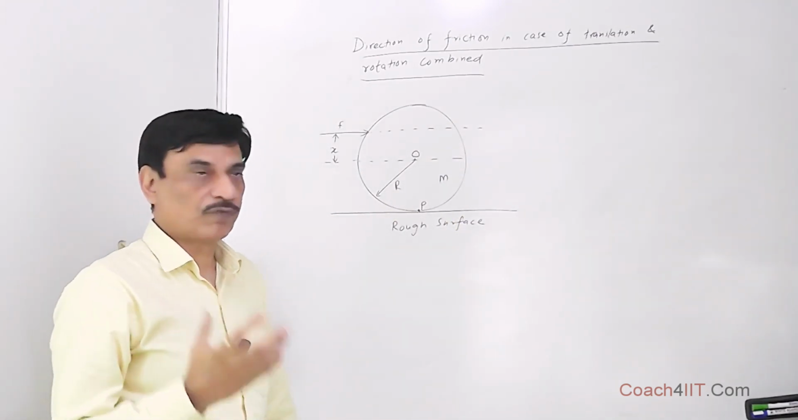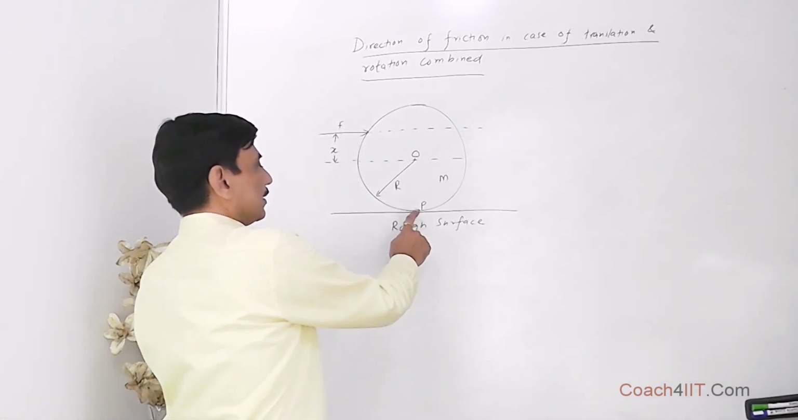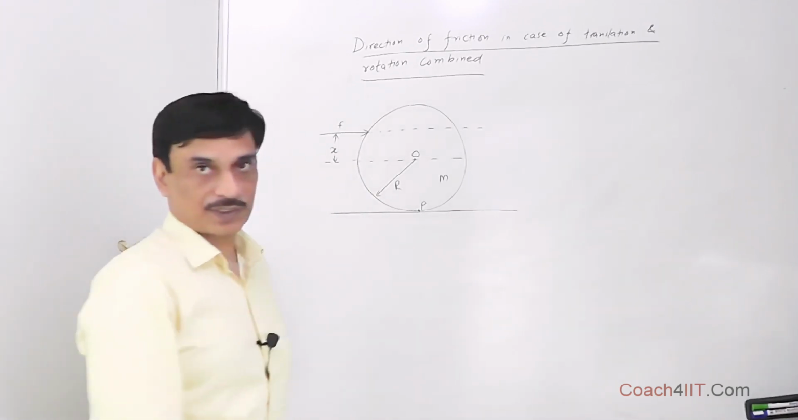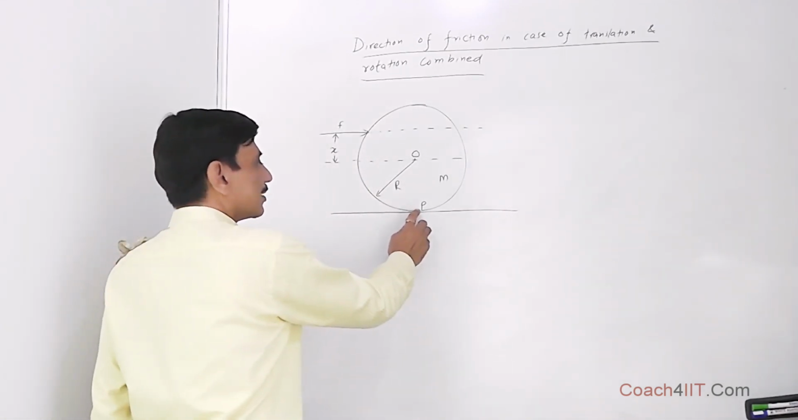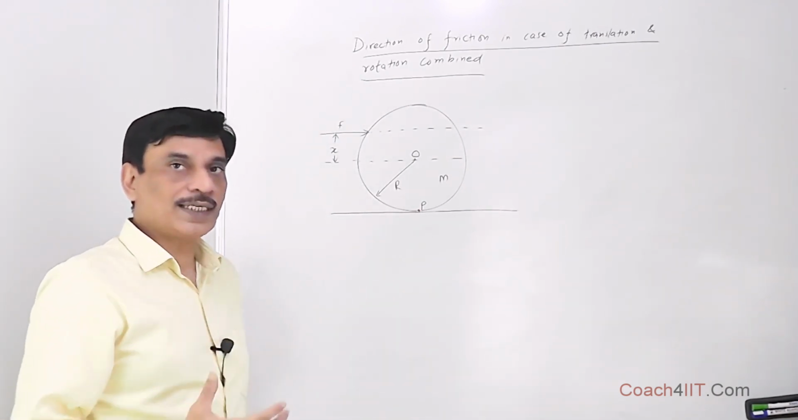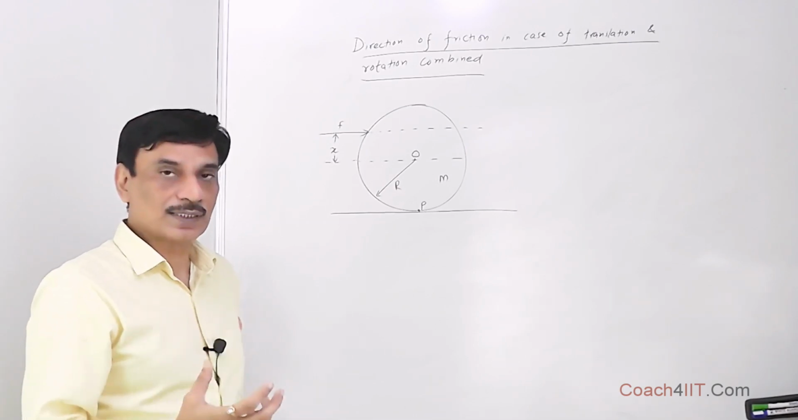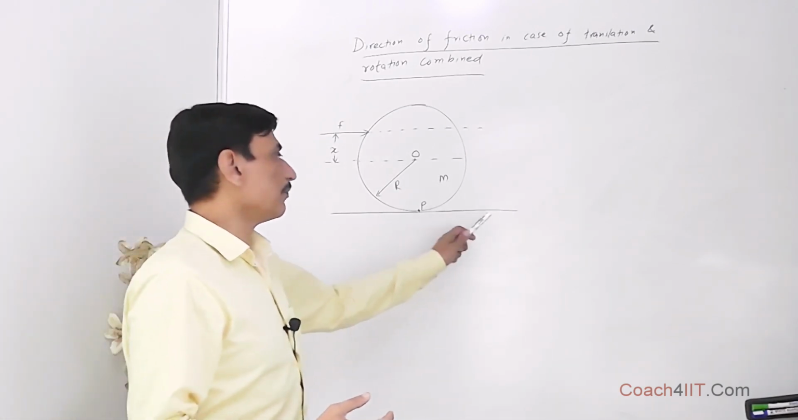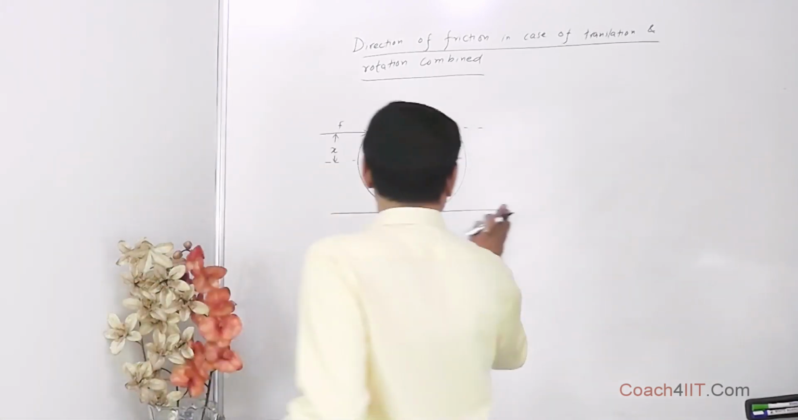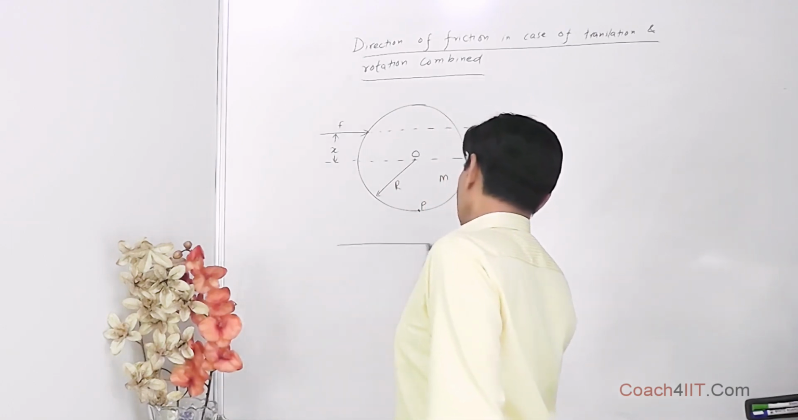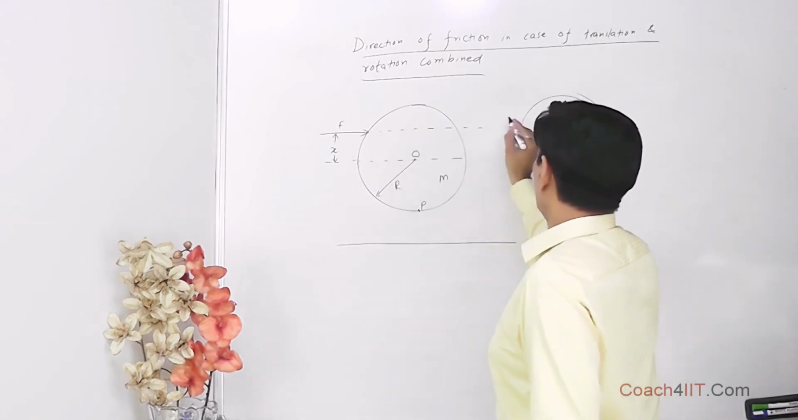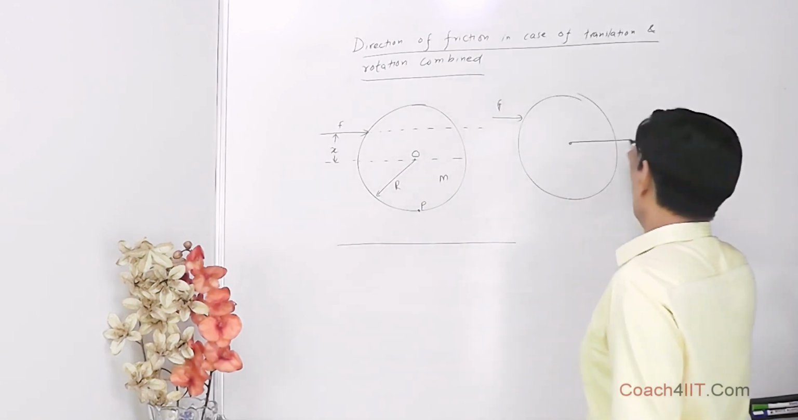To find the direction of friction, let's understand the acceleration of this point P, first taking the surface as a frictionless surface. Let's see which way this point P has a tendency to accelerate. Once we know the tendency, we can take the surface as rough and find the direction of the friction force. Because of this force, the center of mass will have acceleration.